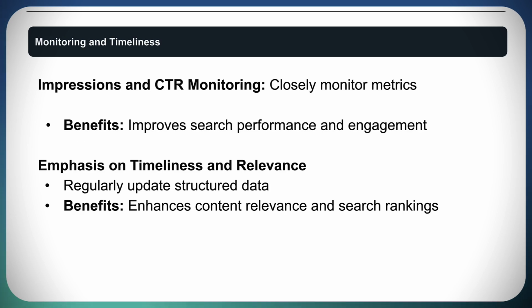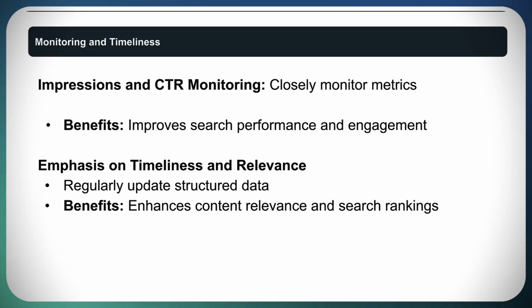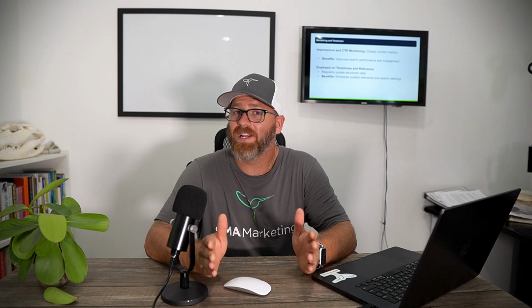Another thing you want to do is monitor for impressions and CTR. Are the different attributes that you're earning, the different rich features that you're earning, driving traffic? Are they getting clicks? And if they're not, what are the adjustments you need to make to improve that? Make sure that you're being timely and relevant when you're adding this information to your site. Continually enhance that content, updating that structured data, updating when you've updated an article using structured data. There's so many different ways that you can engage in your site to help the AI better understand what it is that you're doing.